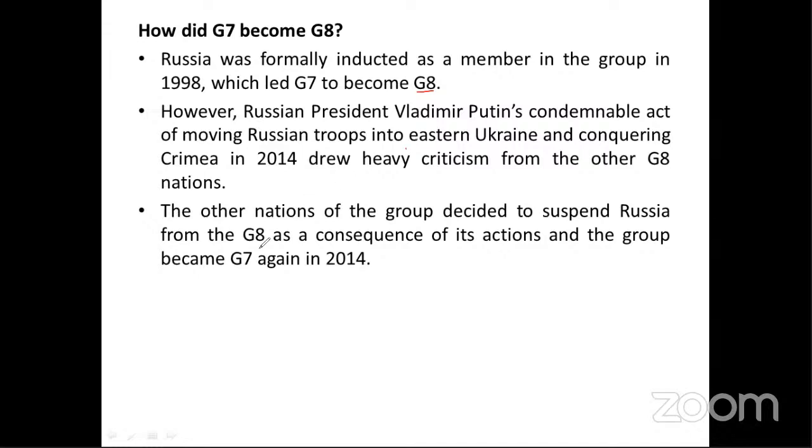Other nations decided to suspend Russia from G8. As a consequence, the group became G7 again in 2014. So remember, Russia joined in 1998 and was removed from the membership in 2014. The reason behind the removal: Russia occupied the Ukrainian province of Crimea in 2014, and because of this the other seven members removed Russia. It was G8, and now it became G7 again in 2014. This bit of history is important.